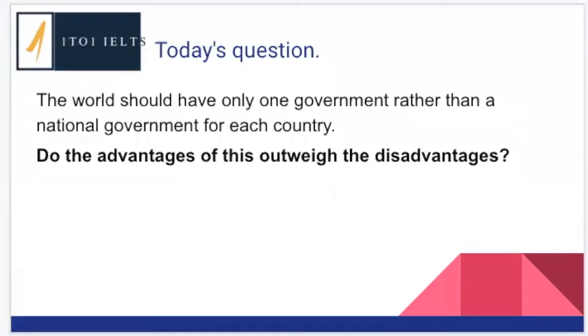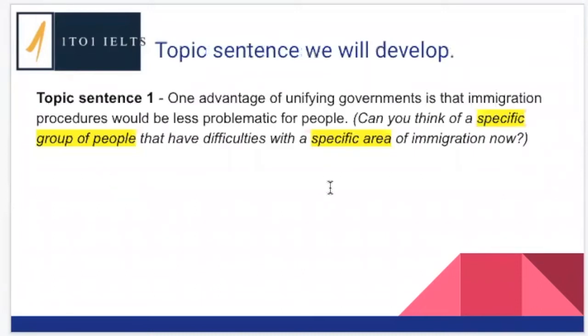Okay, so let's get on with today's question. So this is the question that we've been looking at. The world should have only one government rather than the national government for each country. Do the advantages of this outweigh the disadvantages? So we came up with some ideas. So we're going to have a look at the idea for our first body paragraph. To start with, the idea for the first one was advantages. And we said that if we had one government, then immigration procedures would be a lot less problematic for people.